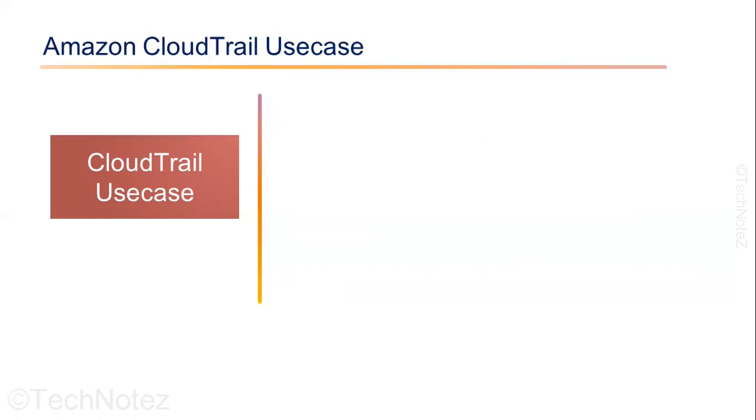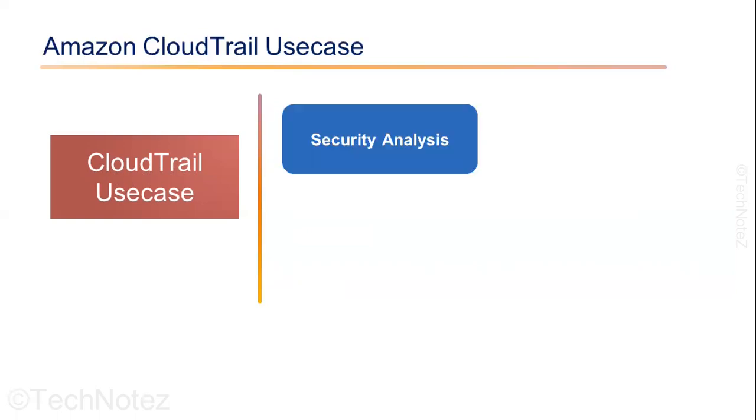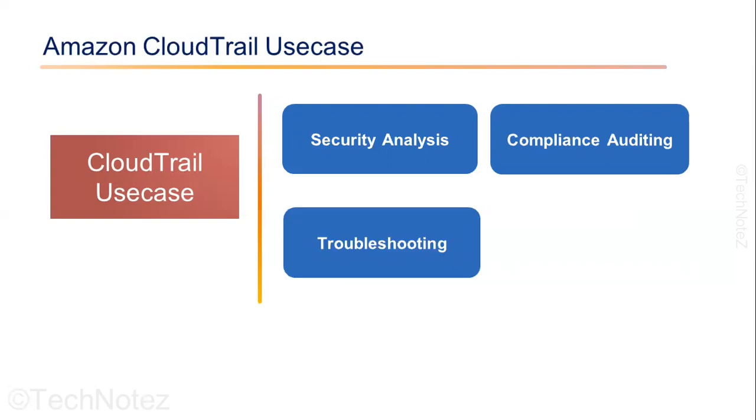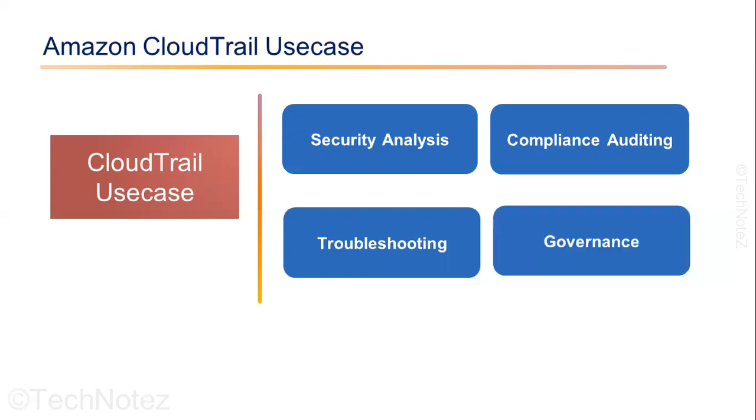CloudTrail can be used for a variety of use cases. Security analysis: detect and respond to security incidents by analyzing the CloudTrail logs for suspicious activities. Compliance auditing: use CloudTrail logs to demonstrate compliance with regulatory requirements. Troubleshooting: you can use the CloudTrail logs to investigate operational issues such as changes made to the AWS resources. Governance: use CloudTrail logs to monitor the user activities and enforce the access controls.